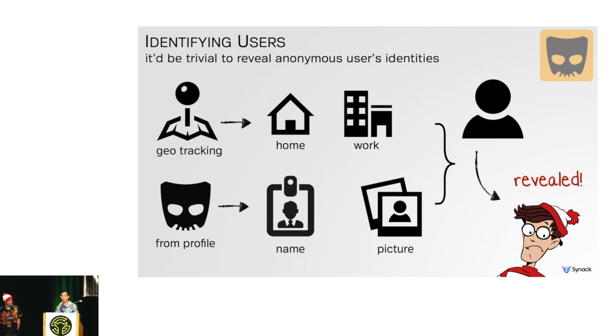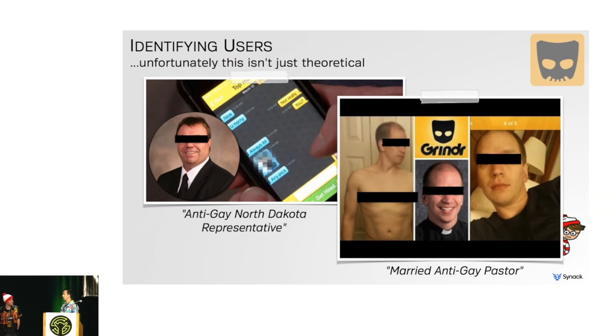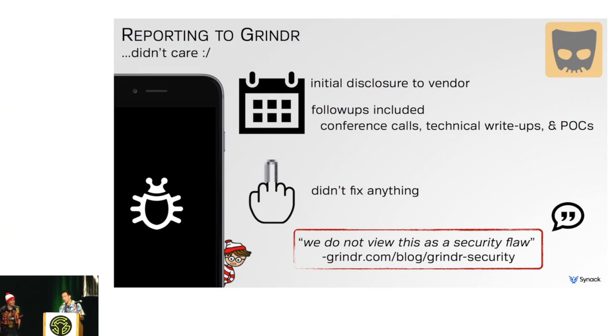Most recently, an anti-gay North Dakota representative was found to be a Grindr user, as well as a married anti-gay pastor who ended up resigning over the scandal. And they were exposed as Grindr users. So really, it's conceivable to think that someone politically motivated could use these techniques to further their agenda and damage someone's reputation. I mean, it sounds like it's straight out of House of Cards. But really, I mean, someone would kill over this stuff.